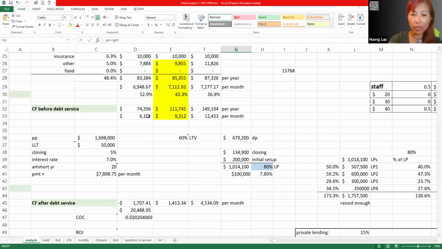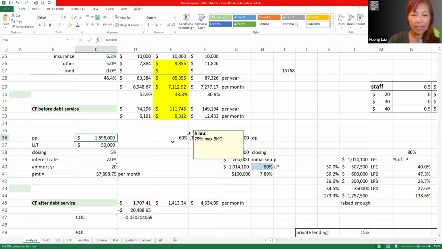The cash flow before debt servicing is between 6 to 12,000 a month. Okay, so that's actually a decent type of return here. But now what we're going to do is calculate, well, what's the actual ROI? Let's just say that the purchase price is around 1.7 million.